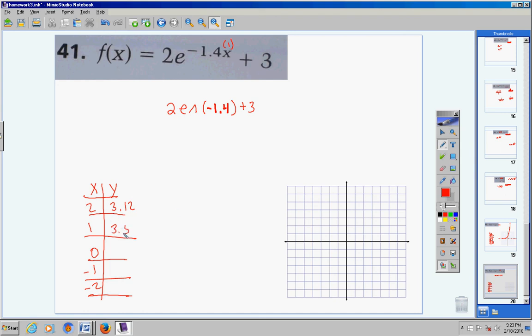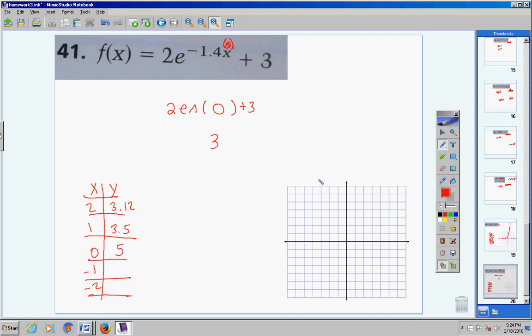Now let's put a 0 in for x, okay? So now we're going to put a 0 right here. Well, 1.4 times 0 is 0. So what you have now is a 0 right here for your exponent. Alright? So we have a 0 there. Type that into your calculator and you will get 5.